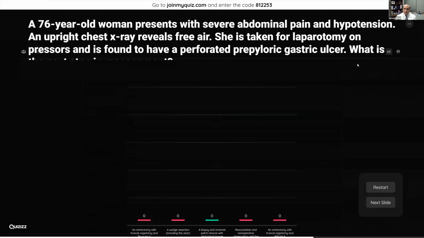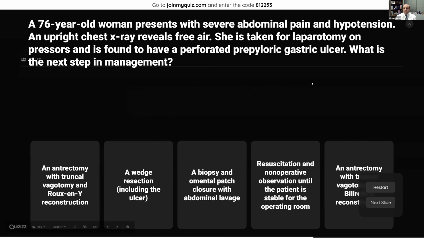All right, and the correct answer is C, biopsy and omental patch closure. The reason for this has to do with the patient's hypotensive status and being on pressors. So this is an unstable patient. Normally, the optimal treatment for a perforated prepyloric ulcer would be an antrectomy with or without vagotomy as an acid-reducing operation with the Billroth reconstruction. However, given an unstable patient, the more expeditious route is preferred.